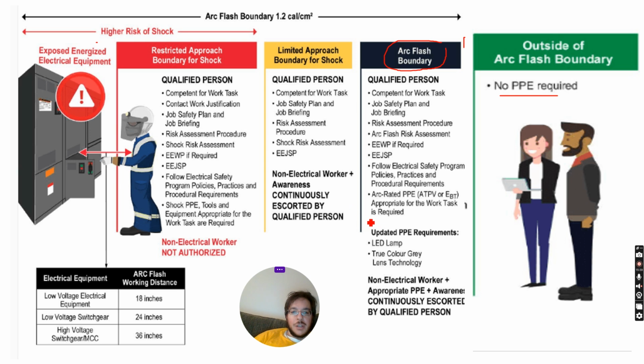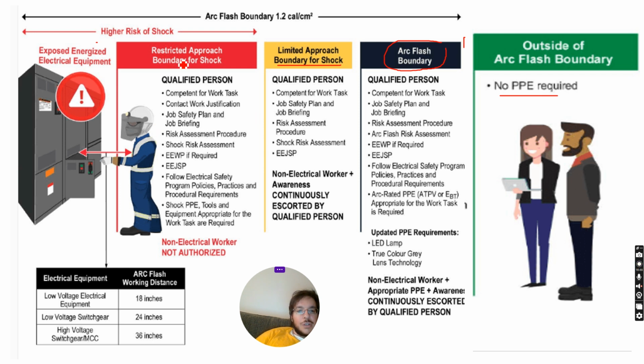Now, if we want to get closer, we get to the limited boundary for the shock. Here you can have an arc flash and an electric shock. Even if there's no arc flash, if you're just standing there, a spark from the switch gear can kill you, or it can hurt you. So we want to avoid that. Depending on where you are, we have an EEWP or EEJSP, which is an energized electrical work permit and energized electrical job safety plan. Here, an office worker with PPE can be here if they're escorted by a journeyman technician.